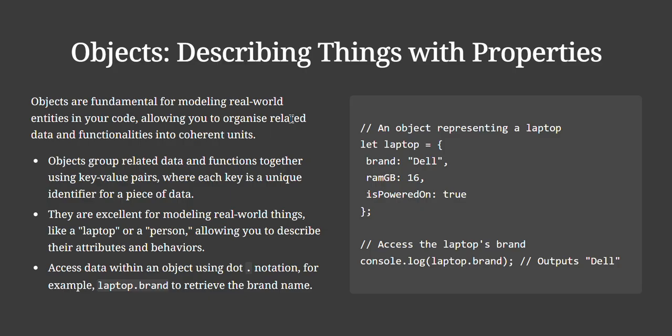So, how do we access the data present in objects? Access data within an object using dot notation. For example, we can access the information present in the object laptop by using laptop dot brand. So it will print Dell as our output.